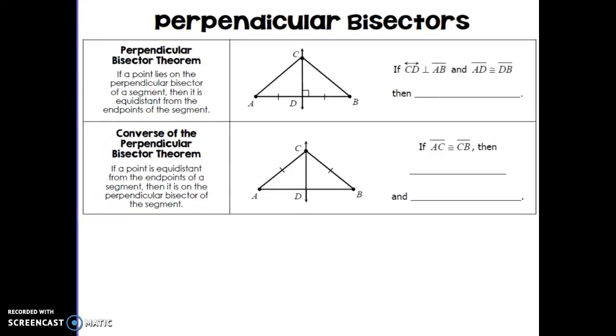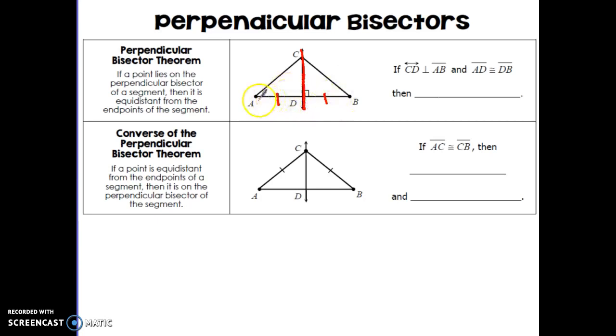Hello, today we will be talking about perpendicular bisectors. And so we will start off with our theorem, and our theorem says that if a point lies on the perpendicular bisector of a segment, then it is equidistant from the endpoints of that segment. So we have here, if line CD is perpendicular to AB, then AD and DB are congruent.